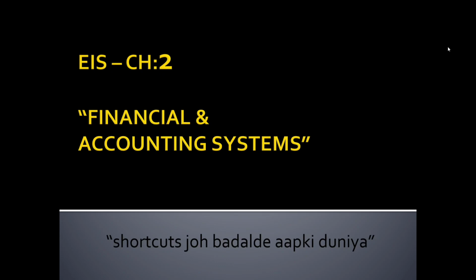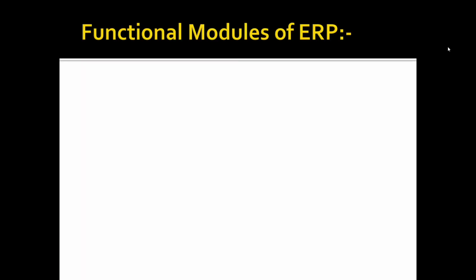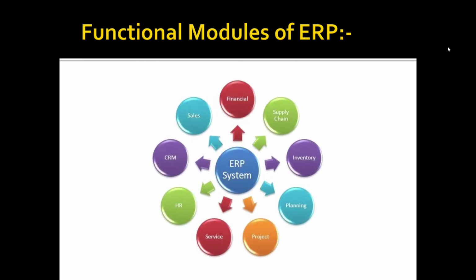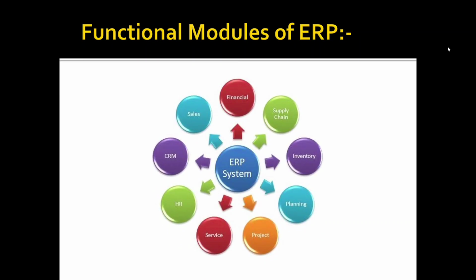Shortcuts that will change your world. Guys, as already said in the first video, on the functional modules of ERP, ICAI has given 3 to 4 questions. So in these 11 functional modules of ERP, they have given 3 to 4 questions.